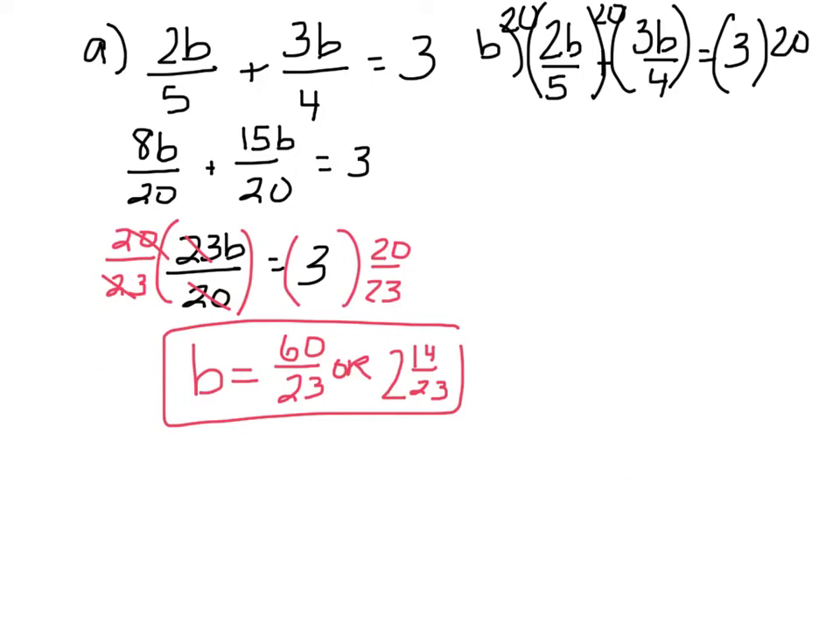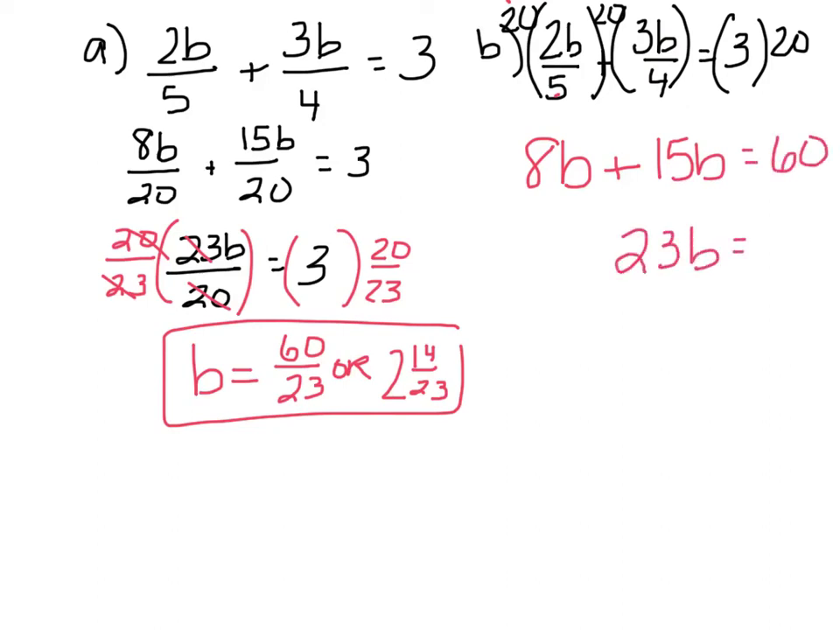And watch what happens. 20 divided by 5. Now you can take 20 times 2, which is 40, 40 divided by 5, which is 8. Or I just divide. 20 divided by 5 is 4. 4 times 2b gives me 8b. Plus 20 divided by 4 is 5. 5 times 3b is 15b. And 3 times 20 is 60. Combine like terms, you get 23b equals 60.